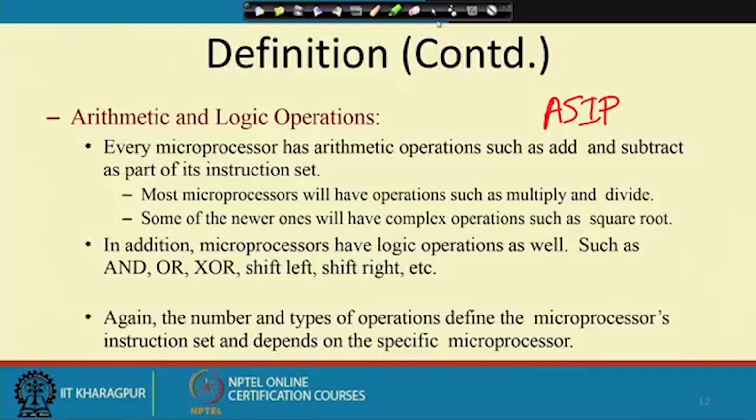If we do not go into that, even then we have the basic instructions or basic operations in all these microprocessors. Apart from the arithmetic operations, there are some logic operations like AND, OR, XOR, and then there are shifting operations, shift left and shift right. These have several applications.